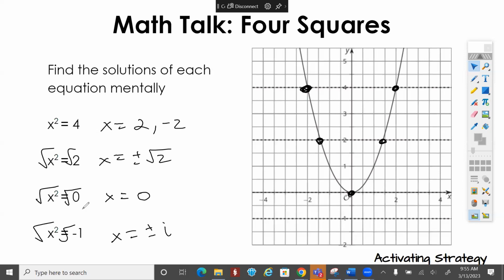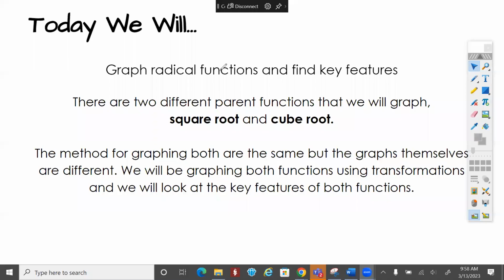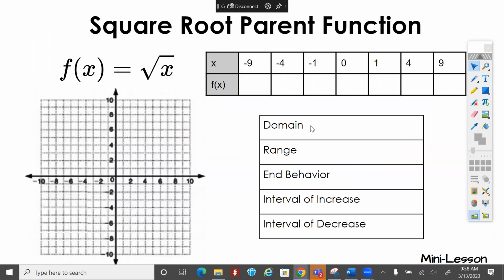Take a moment, write these 4 things down about graphing radical functions. We've been talking about rational, so now we're going to talk about radical. These are the 2 words that I need you to know: square roots and cube roots. Well, we're about to find out today. So on your paper, I want you to write down square root parent function. I want you to write the equation, and I want you to draw this little table, write these 5 things down, and then we're going to talk about it in just one moment.